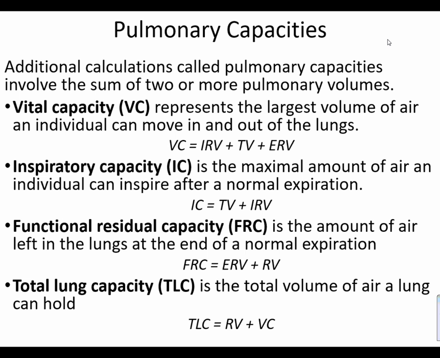Now, capacities are the sum of either 2 or more pulmonary volumes. So taking those volumes that were on the previous page, and adding them together. You've got vital capacity, inspiratory capacity, functional residual capacity, and then total lung capacity.